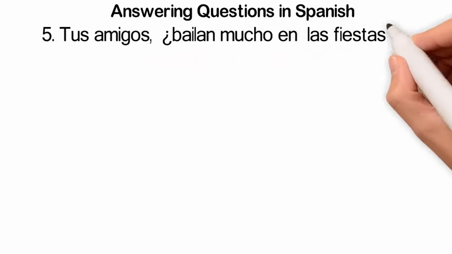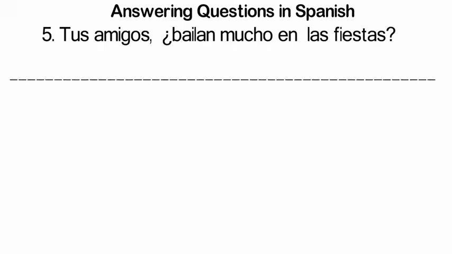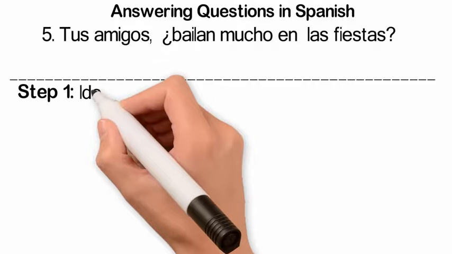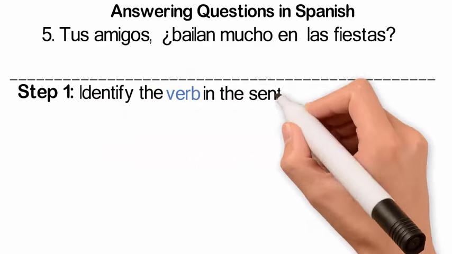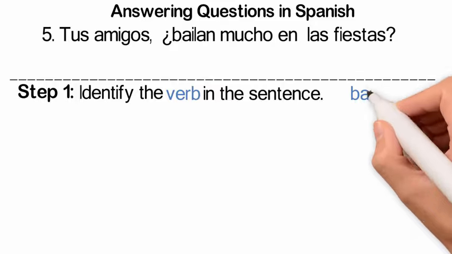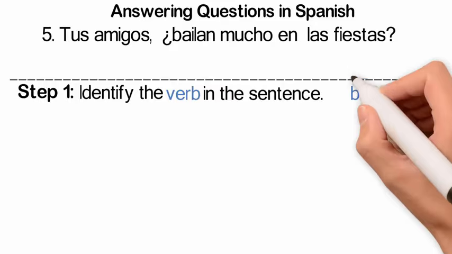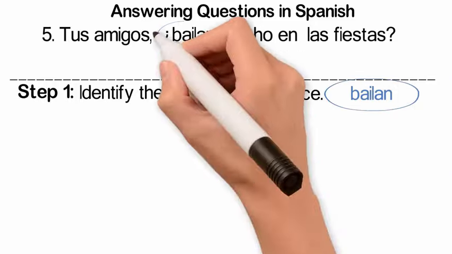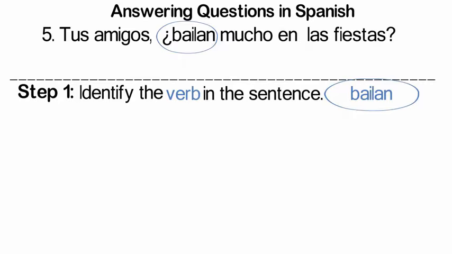Example 5. ¿Tus amigos bailan mucho en las fiestas? Once again, let's follow all 5 steps. Step 1. Identify the verb in the sentence. In this case, the verb, the action word, is bailan. Don't forget to circle the verb to help you follow along.